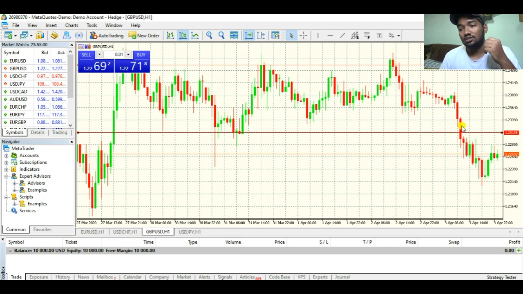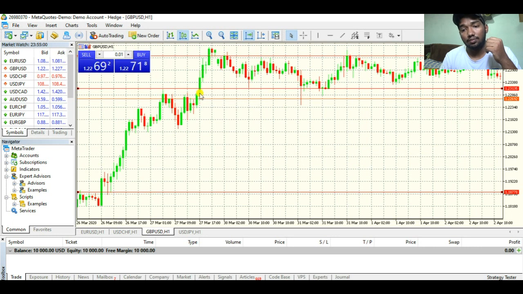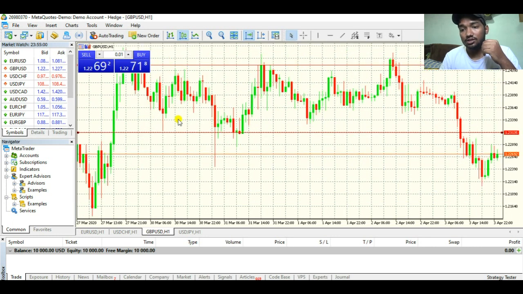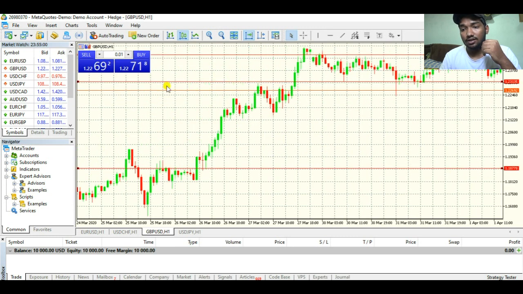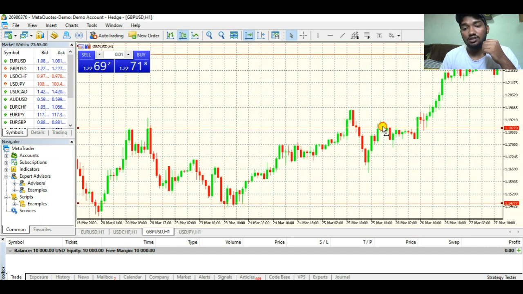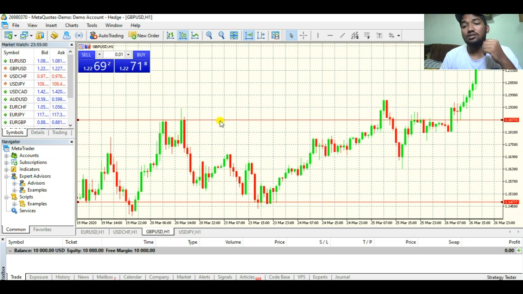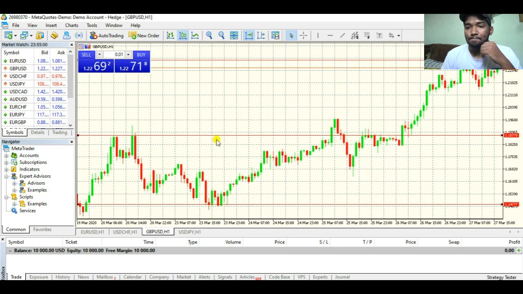This one is called breakdown, and this one is called breakout. So it is going out, breakout. For this, it is the resistance, it is the support. For this is the resistance, this is the support. Hope you guys understood.